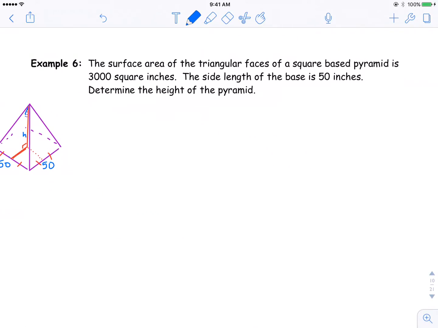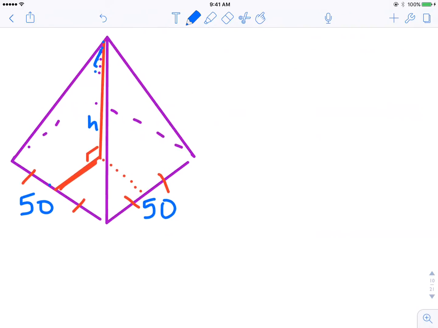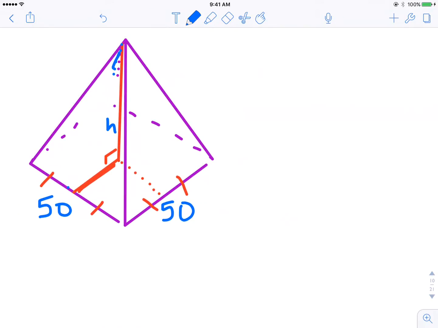So the surface area of the triangular faces of a square base pyramid is 3,000 square inches. The side length of the base is 50 inches. Determine the height of the pyramid. So here is my schematic drawing of that. Remember, we're looking for the height, but we first need to figure out our slant height. So this blue line here.